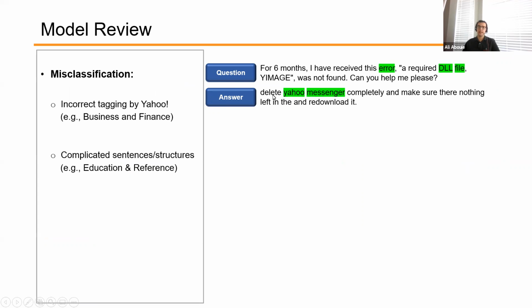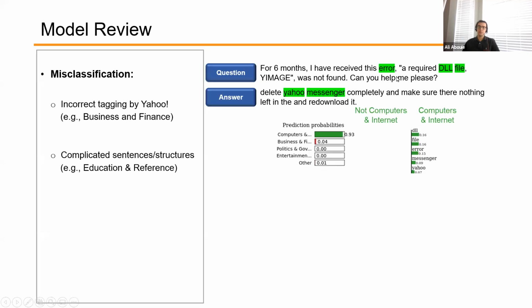And the solution and answer was to delete the Yahoo Messenger application. This is not apparently related to business and finance. And if we look at our model, it's picking up on words such as the DLL, file, Yahoo, Messenger, and predicts with 93% chance that it relates to computer and internet. So our model is outperforming in this case.